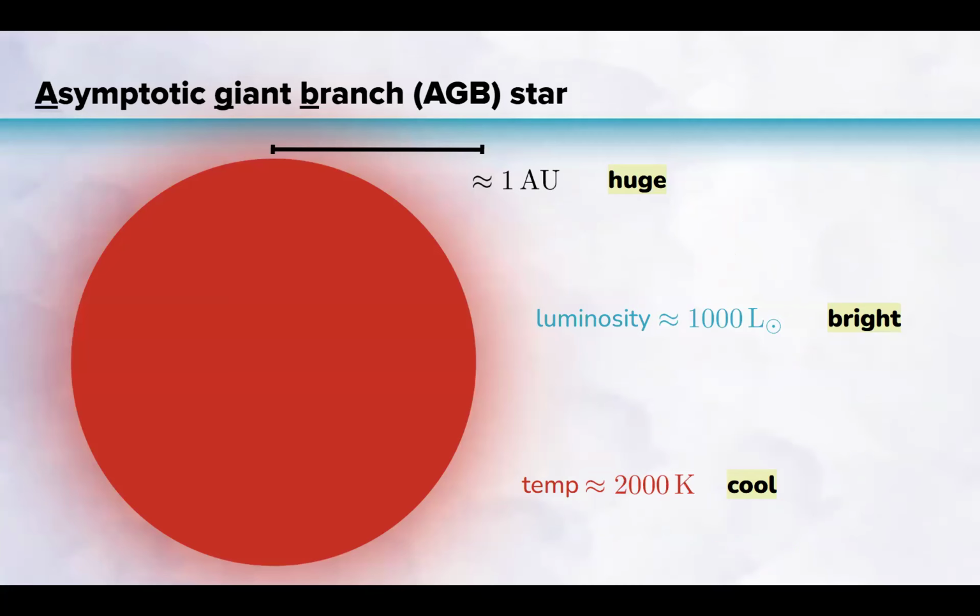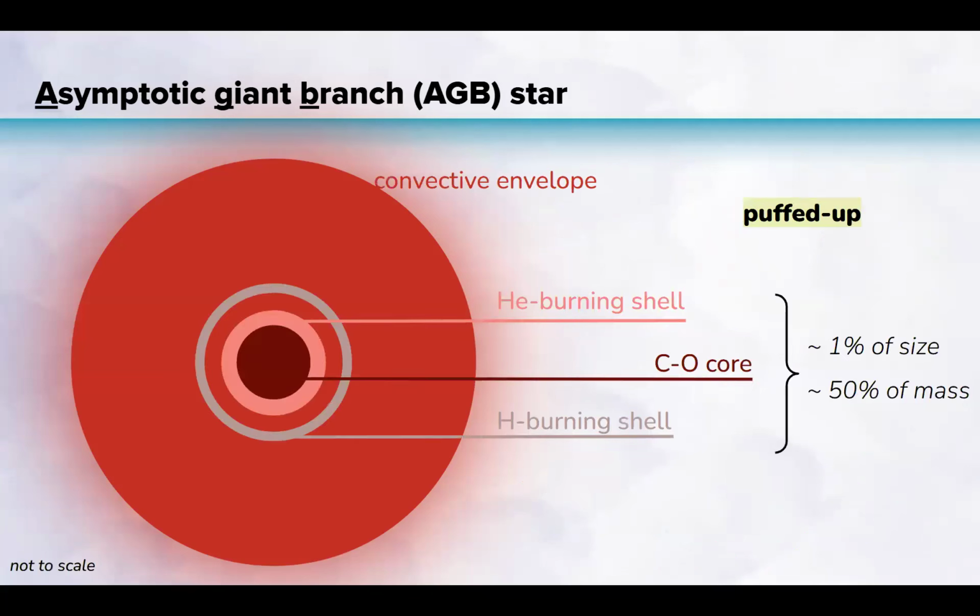And also these stars are very puffed up because they have a large convective envelope and only a tiny core, although this core is about half of the mass of these stars. This is an interesting structure because in this convective envelope there is a lot of movement going on, and this can penetrate some of the layers that are still burning nuclear species. And by this, s-processes happen inside these AGB stars.